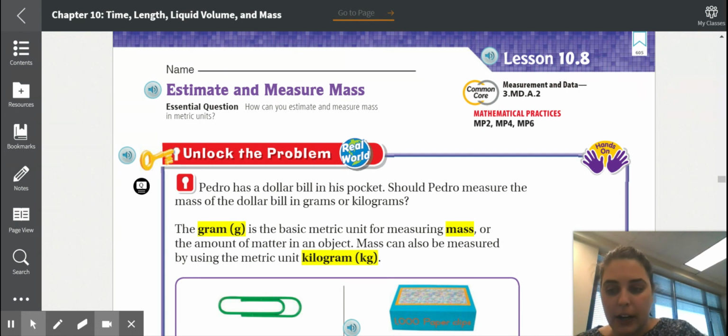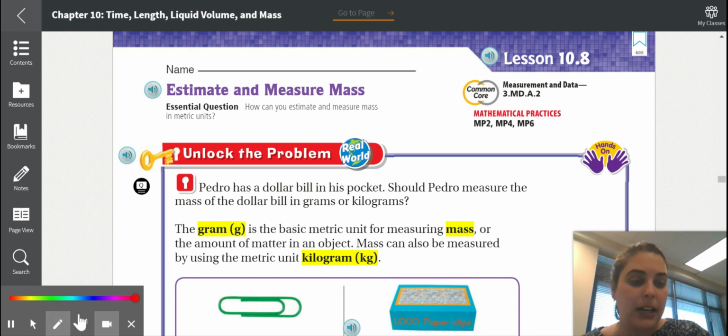So before we get started, let's review what it means to estimate. When we estimate, we are making an educated guess. We're using what we know, and we're using the problems to not get an exact answer, but something pretty close. So we're not just guessing, we're making an educated guess. Okay.